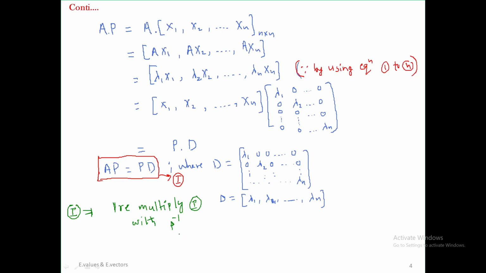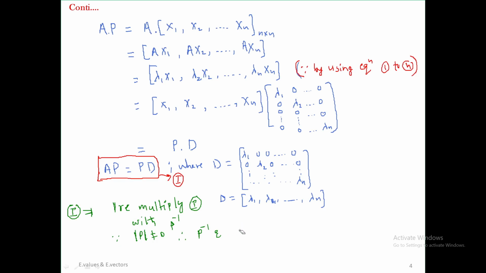Does P inverse exist? Yes. Why? Because what is matrix P? Matrix P is nothing but x1 to xn. x1 is the first column, x2 is the second column, up to xn as the nth column. But what kind of column vectors are these? They are linearly independent column vectors. So if I take the determinant of P, I will get a value not equal to 0. Since the determinant of P is not equal to 0, therefore P inverse exists.